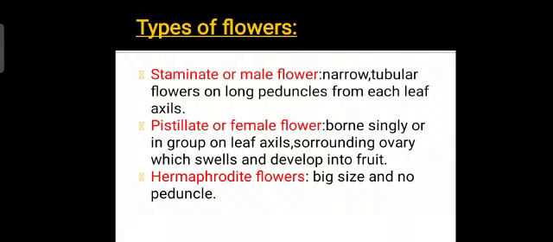Types of flowers. There are 3 types of flowers in papaya: staminate or male flowers, which are narrow, tubular flowers on long peduncles from each leaf axil. Pistillate or female flowers, which are borne singly or in groups on leaf axils, surrounding an ovary which swells and develops into the fruit. Hermaphrodite flowers, which are big in size and have no peduncle attached to them.